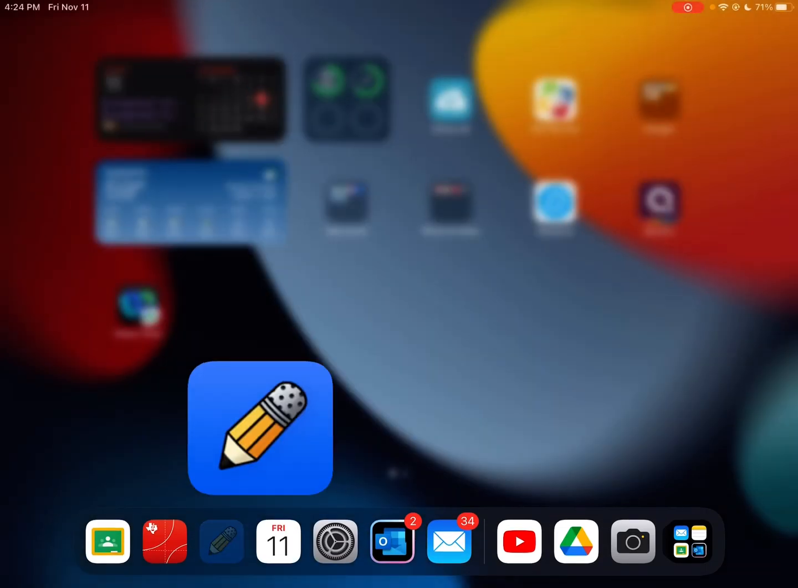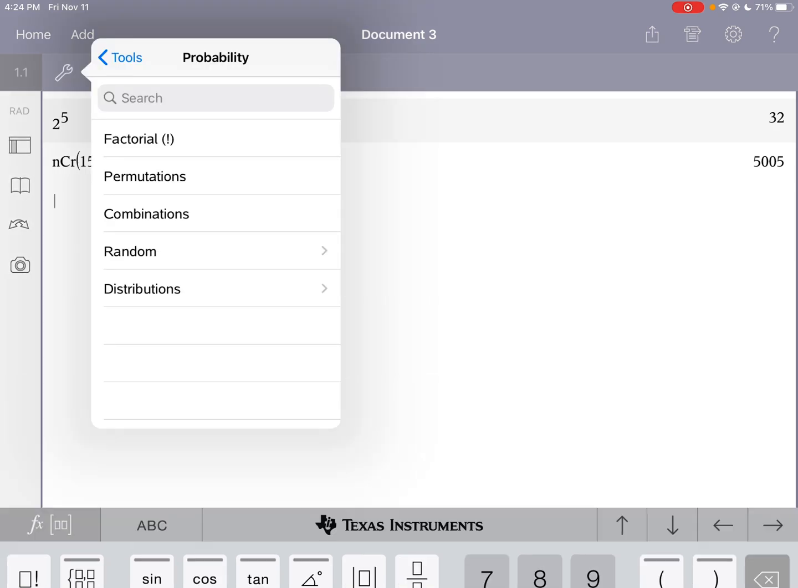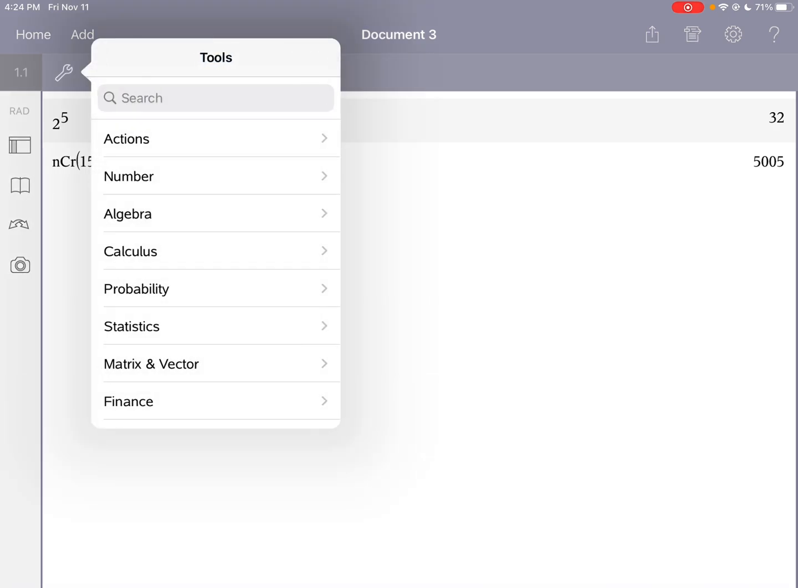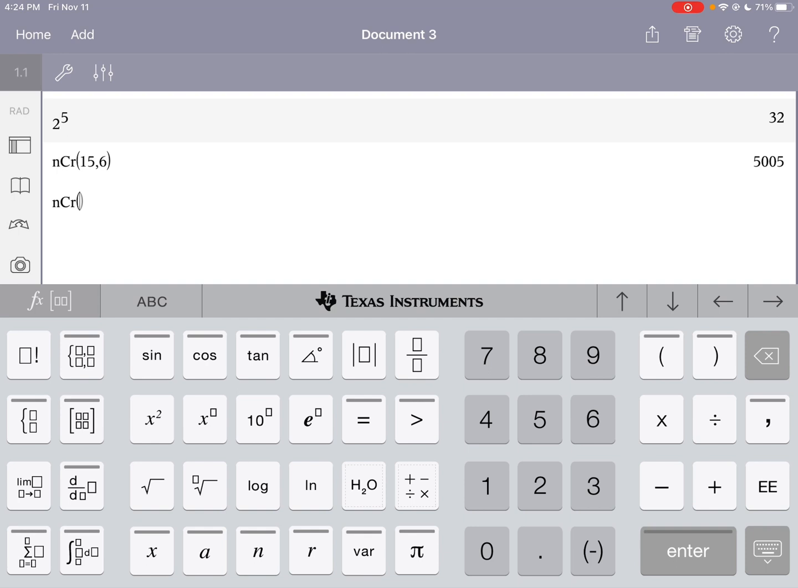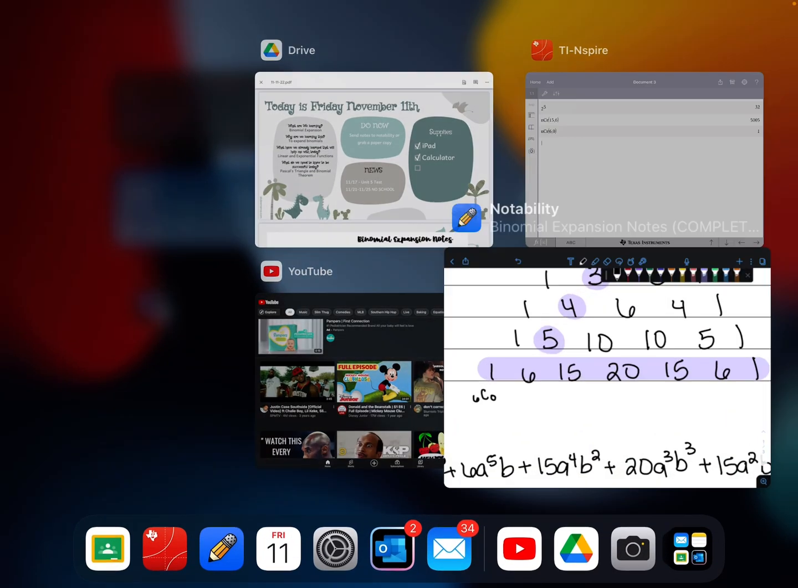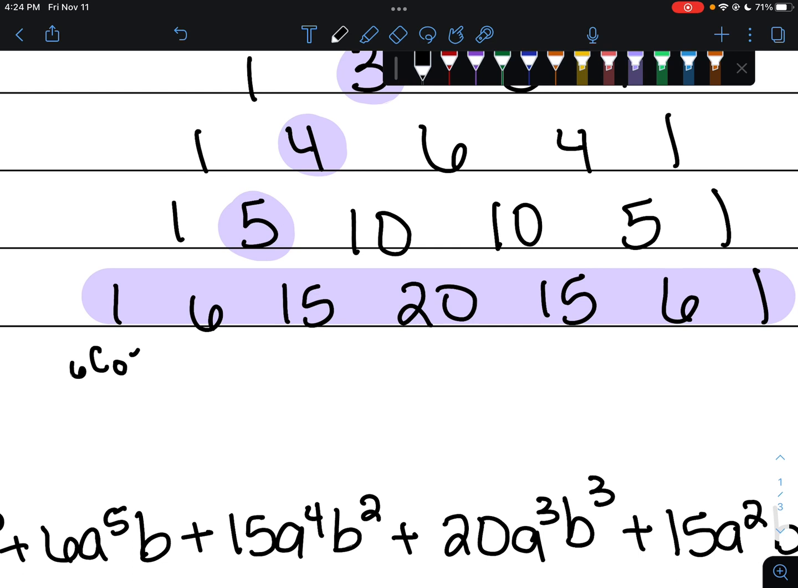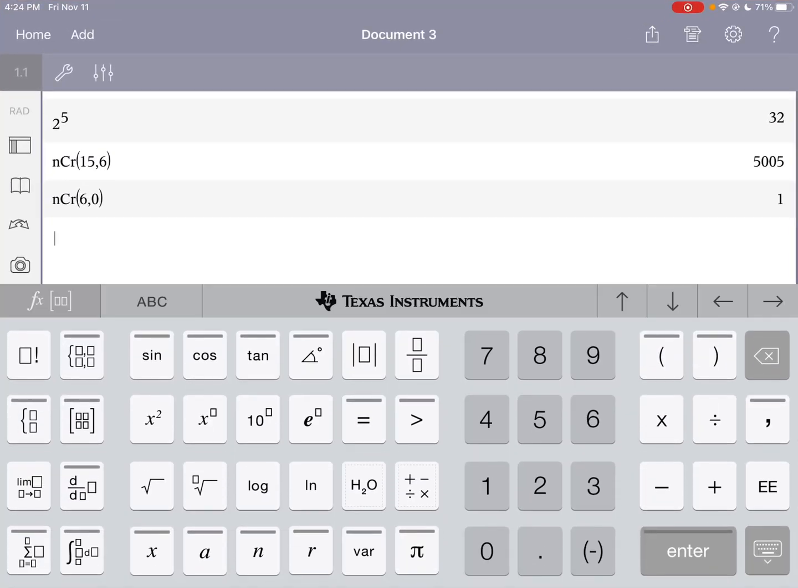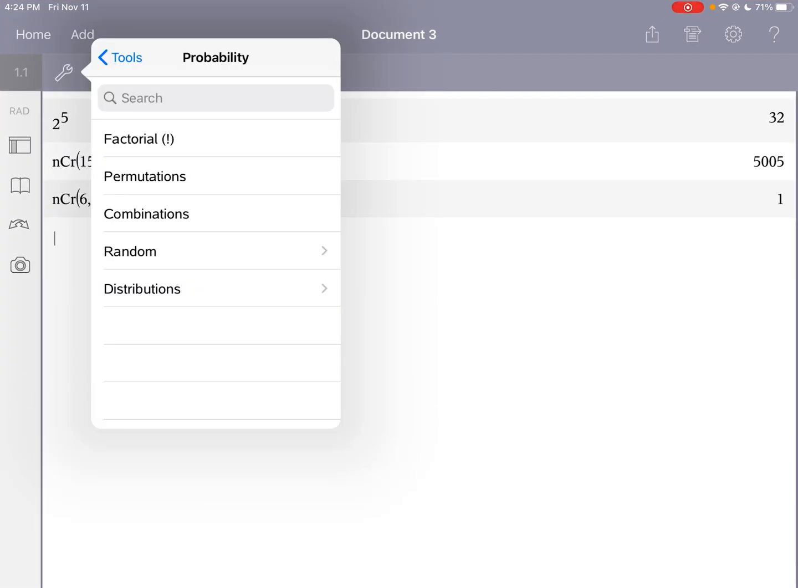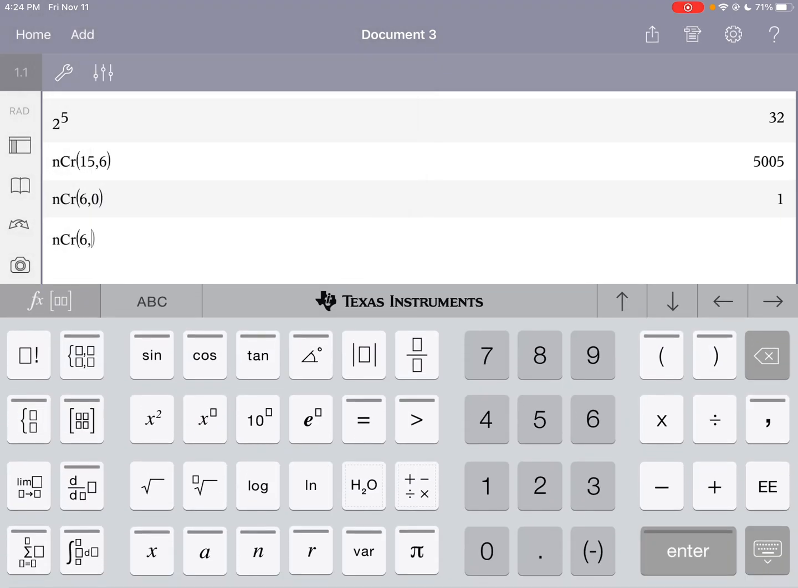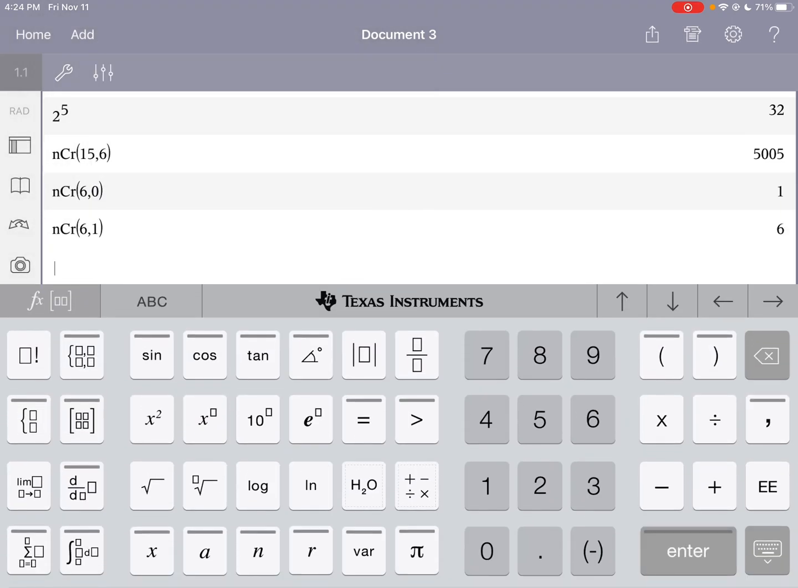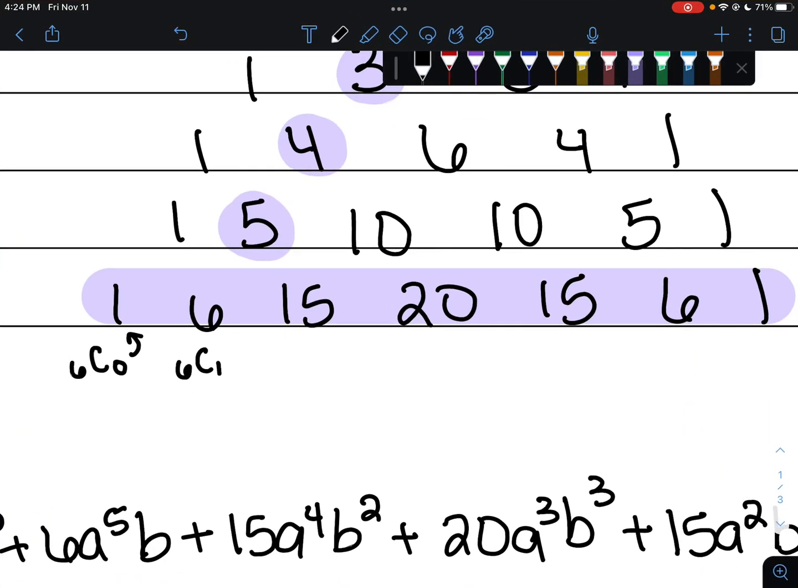So if we go into our calculator and we type that in, menu, 5, 3, so probability, then combinations. If I do 6 comma 0, notice how I get the 1. If I do 6 choose 1, let's see what we get. So menu 5, 3, 6 comma 1, I get 6, which was that number that we had right here.